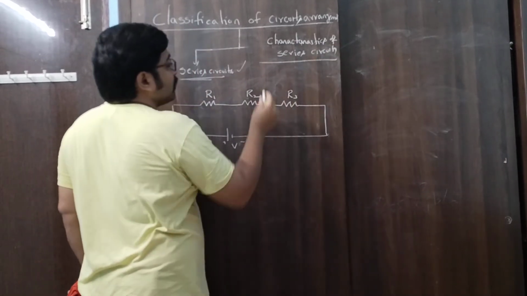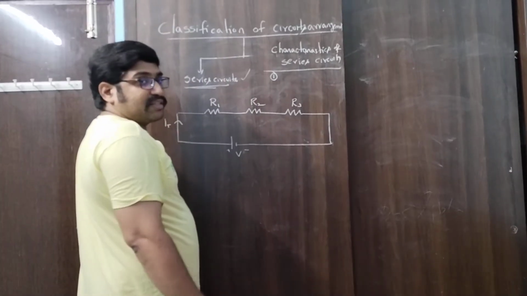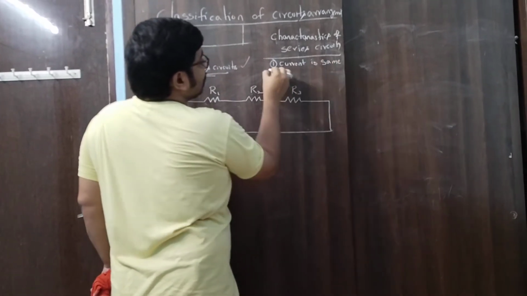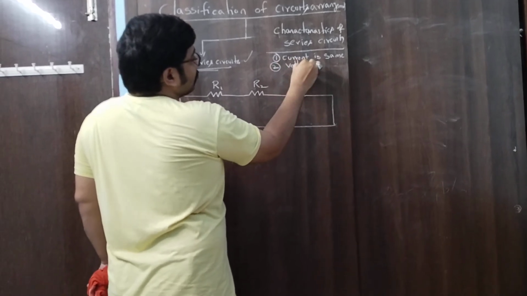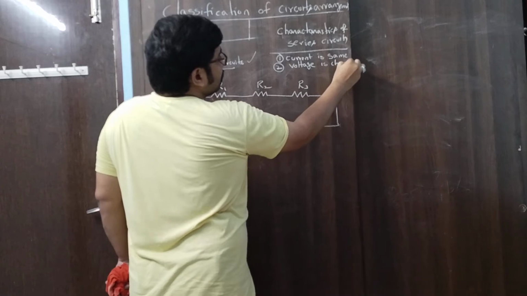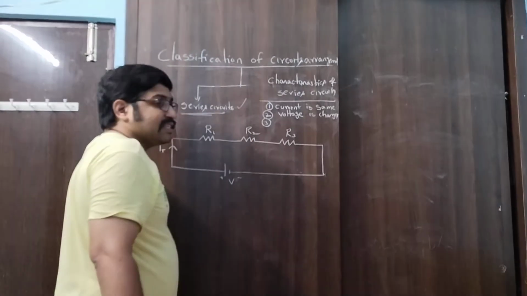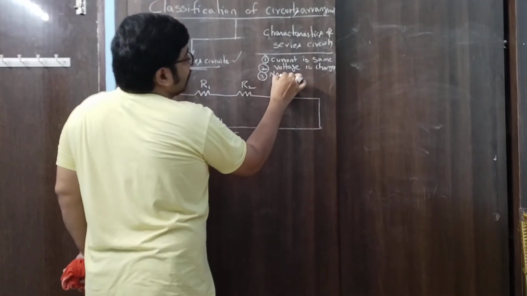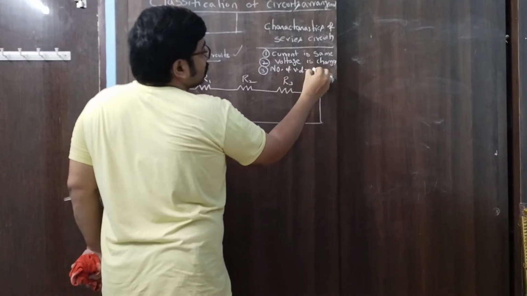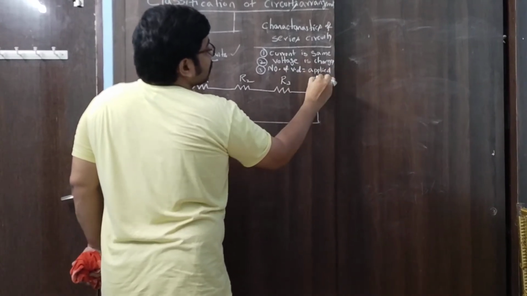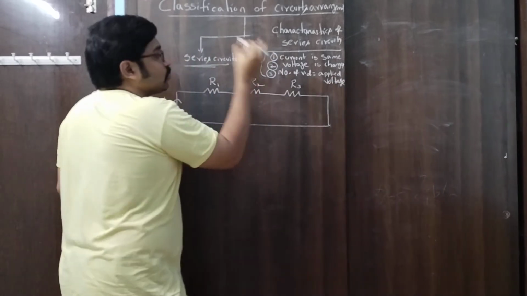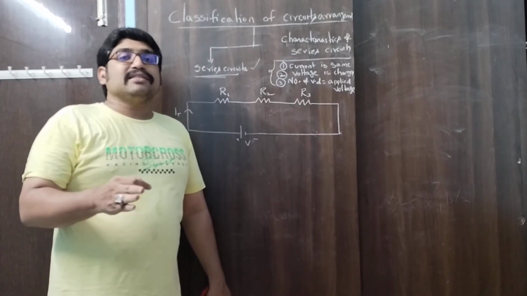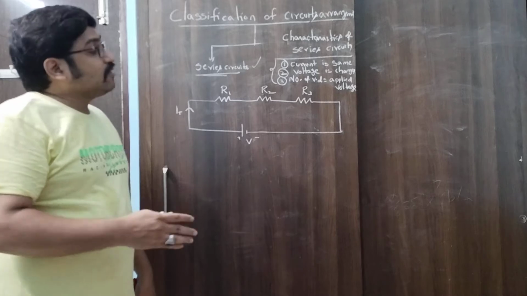What are the characteristics of a series circuit? The first one is I is same, nothing but the current is same. The second important thing is voltage will change. The third one is the sum of the voltage drops is equal to the applied voltage, nothing but the total voltage. These three important properties you should not forget. The first one is current is same. The second one is voltage will drop. The third one is the sum of voltage drops is equal to the applied voltage.